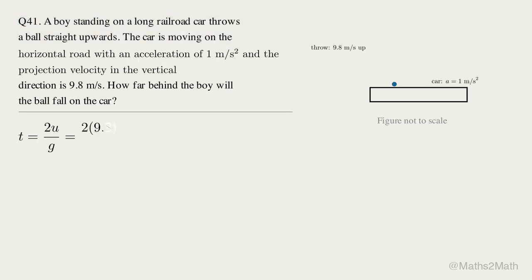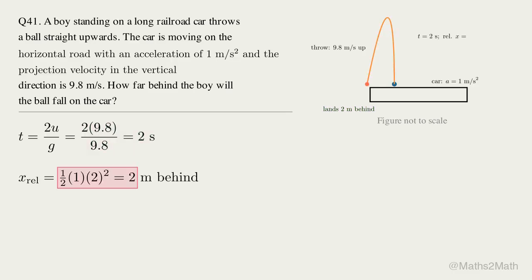flies. The flight time is twice 9.8 over 9.8, 2 seconds up and down. Relative to the car, the ball has a backward acceleration of 1 meter per second squared. In 2 seconds, it slips back half of 1 times 4, 2 meters.